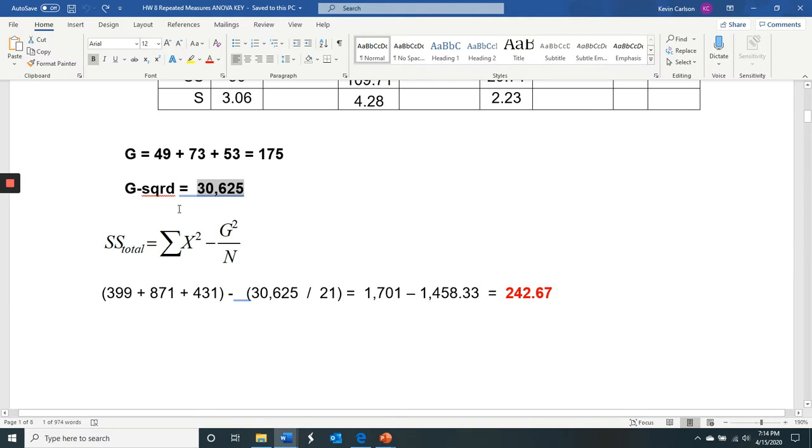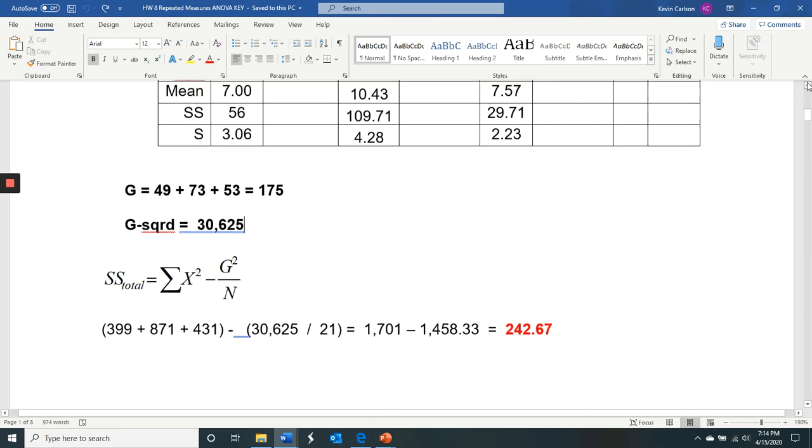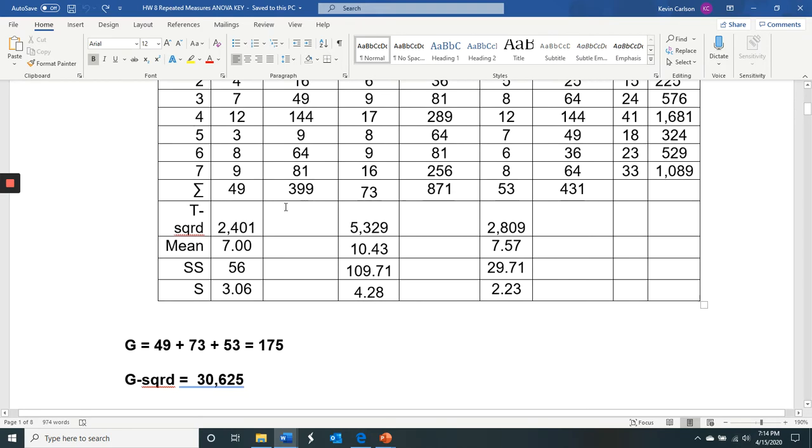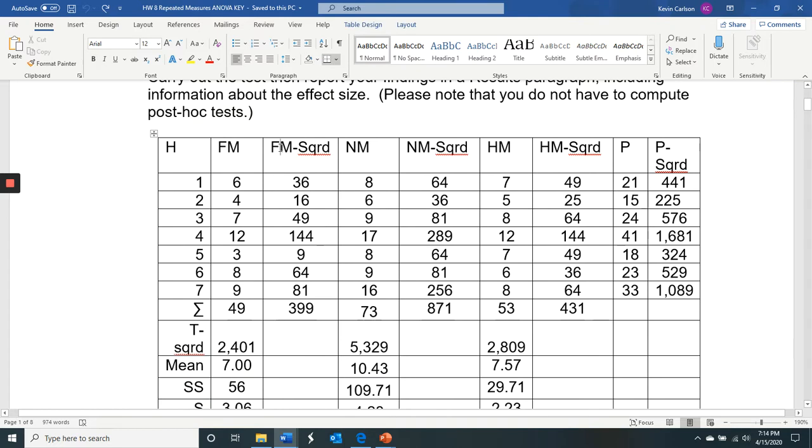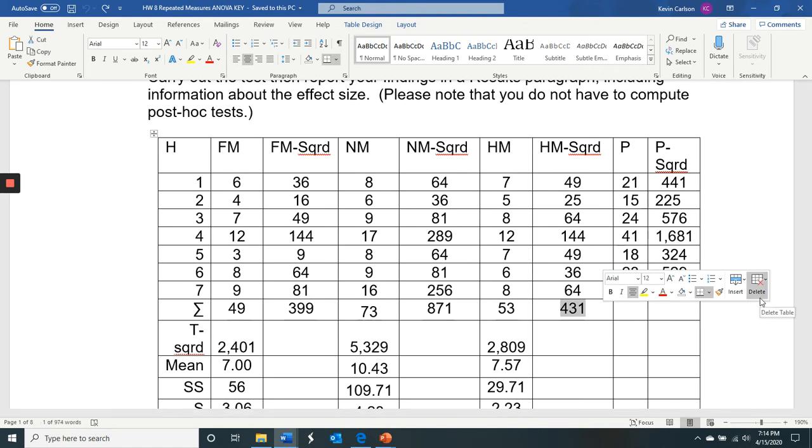So here, we're going to do sum of squares total. The first part is the sum of x squared. Remember that we took the squares of each of the scores and added them together. We had the squared scores for full moon, new moon, and half moon, and then we added them up. The sum for full moon was 399, the sum for new moon was 871, and the sum for half moon was 431.